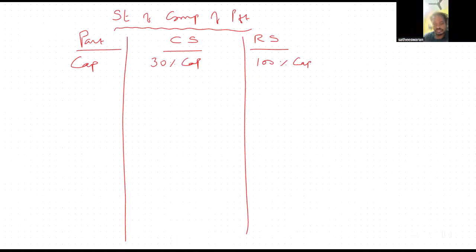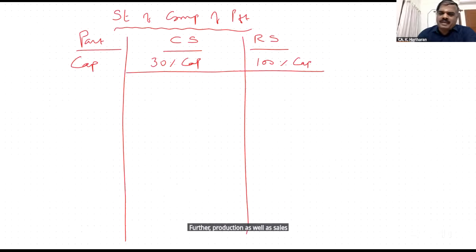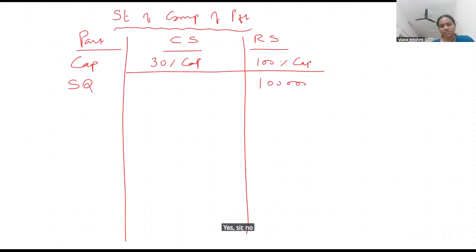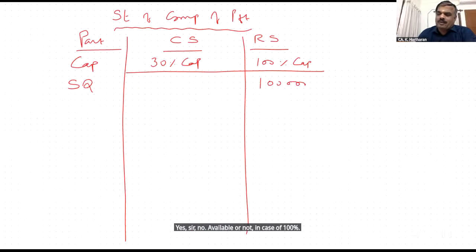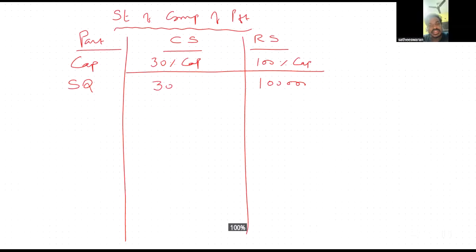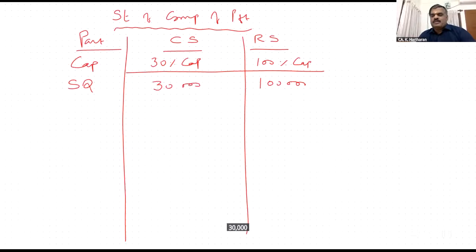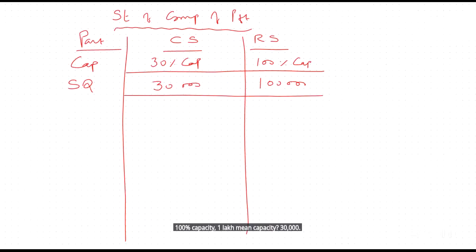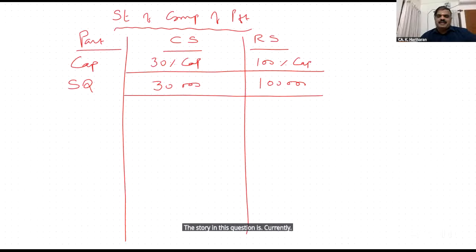For the production as well as sales quantity, in case of 100%, 1 lakh is the production and sales available. Right? In case of 100%, you can sell 1 lakh quantity. Therefore, in the 30% current situation, how much is sales possible? 100% capacity is 1 lakh, so 30% is 30,000. The story in this question is that currently the company is selling 30,000 quantity. They want to move for 1 lakh sales.